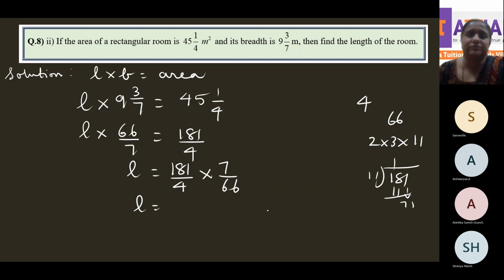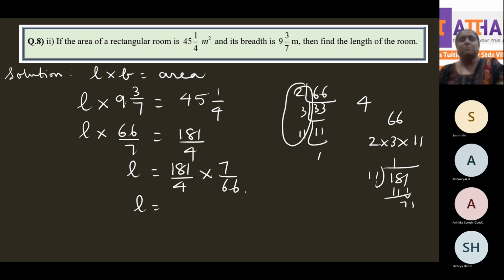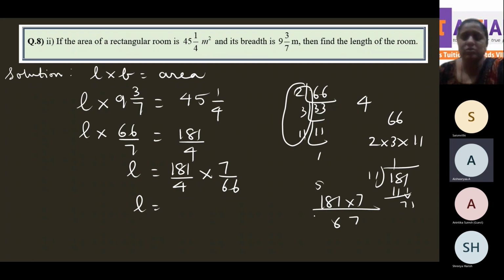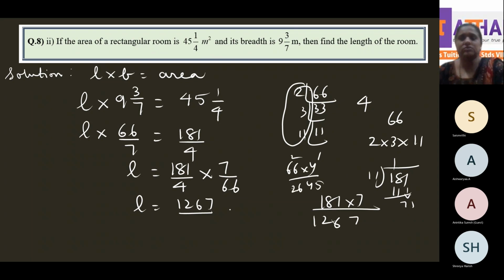That's the simplest form, because 66 is divisible by 2, 3 and 11. How did I make out that? Because 66 is 2 into 3 into 11. But there is no number in the numerator which is divisible by 2, 3 or 11. So you just have to multiply 181 into 7, which is 1267, divided by 66 into 4, which is 264.